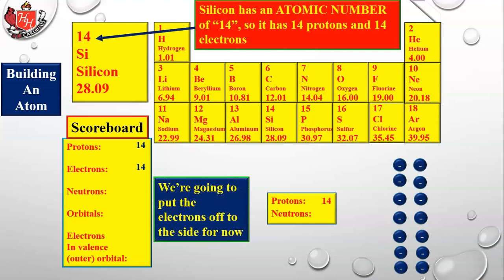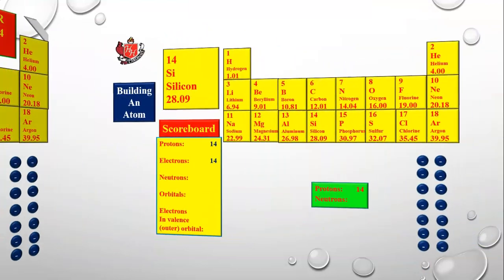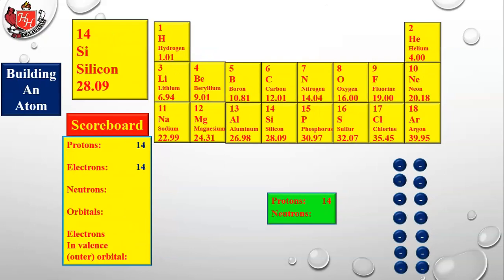And we're first going to put the 14 electrons off to the side. We're going to place those at the very end. Okay, but those are 14 electrons off to the side. Now we'll move on to neutrons.